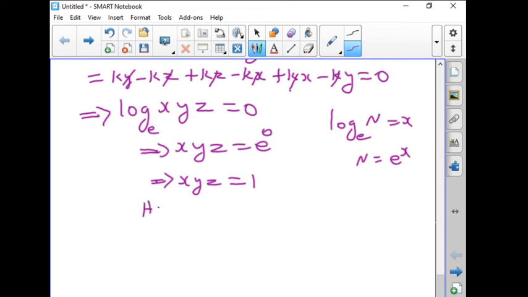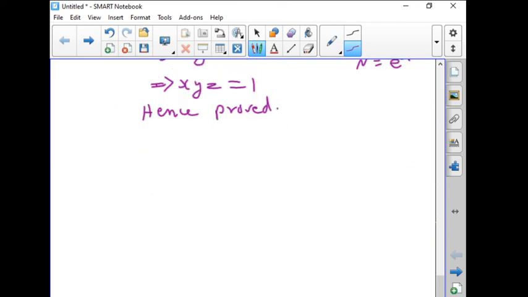So hence proved. Okay, next going to question number 11. Solve log x to the base 2 minus 3 log x to the base 1 by 2 equal to 6. So we have to solve this, that is we have to find the value for x.